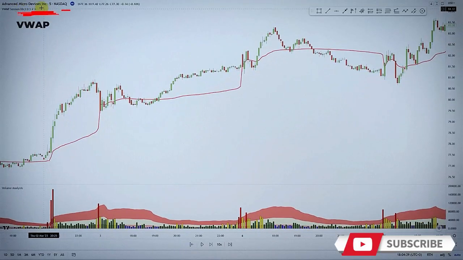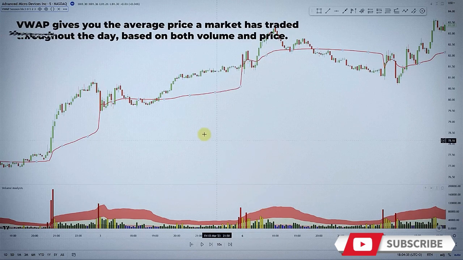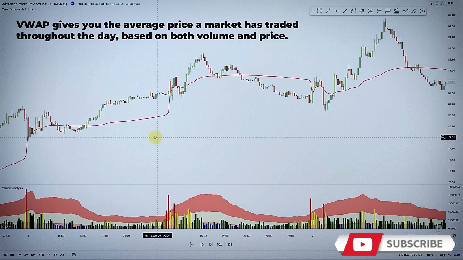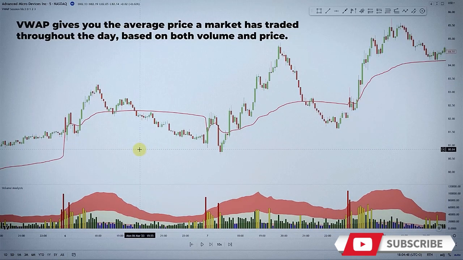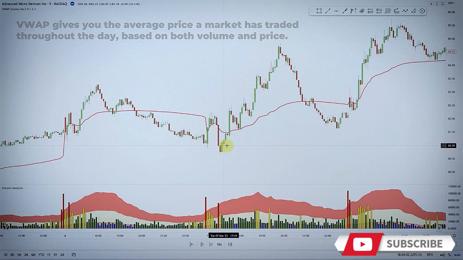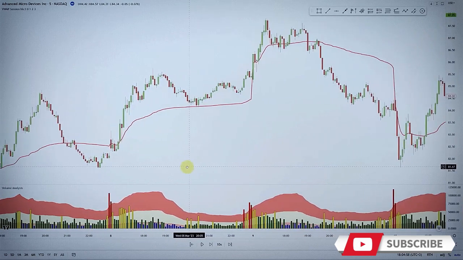The volume-weighted average price gives you the average price a market has traded throughout the day, based on both volume and price. And this tool is important, especially in day trading. The VWAP appears as a single line on intraday charts, similar to a moving average. VWAP is a simple indicator. The price is either above it or below it. That's why it's an easy measurement of whether a market is cheap or expensive on the day.